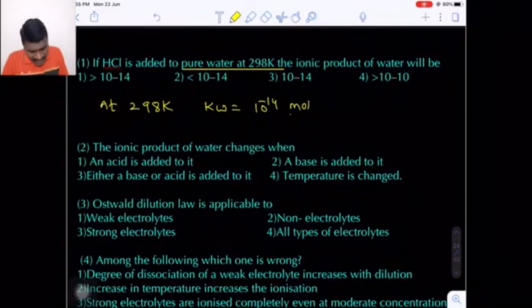Are you getting my point? This is experimental data. We have to remember the value at room temperature only. If the temperature is not mentioned, by default we have to consider the room temperature.